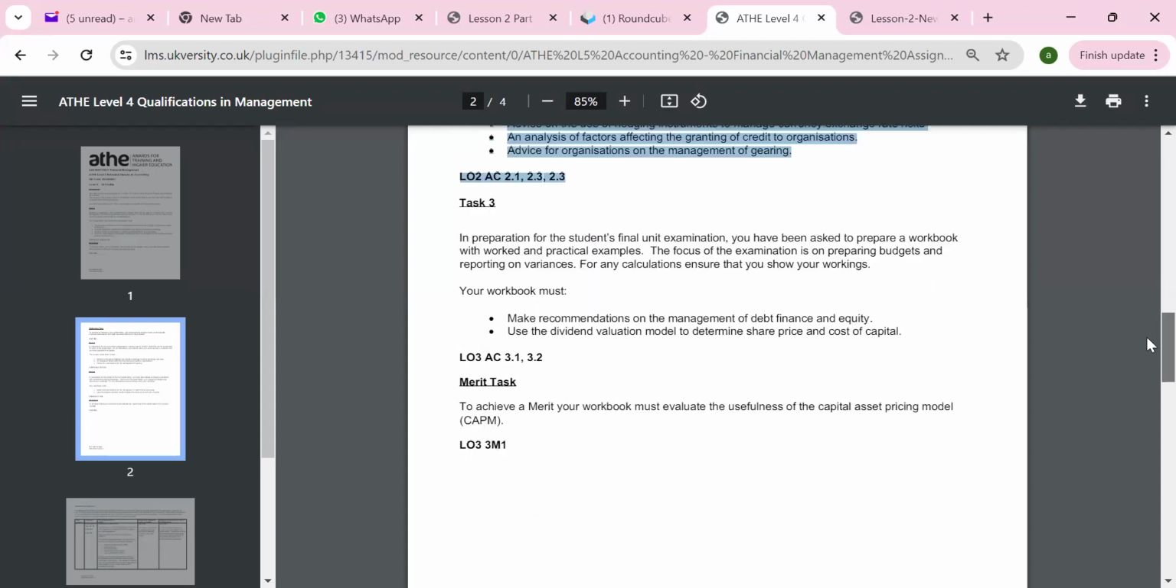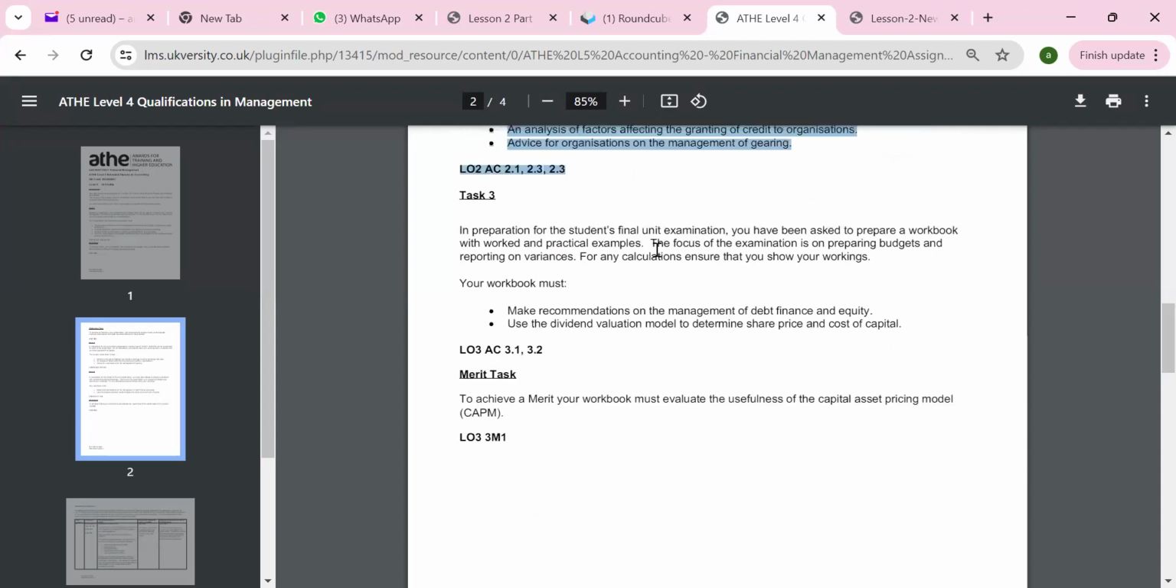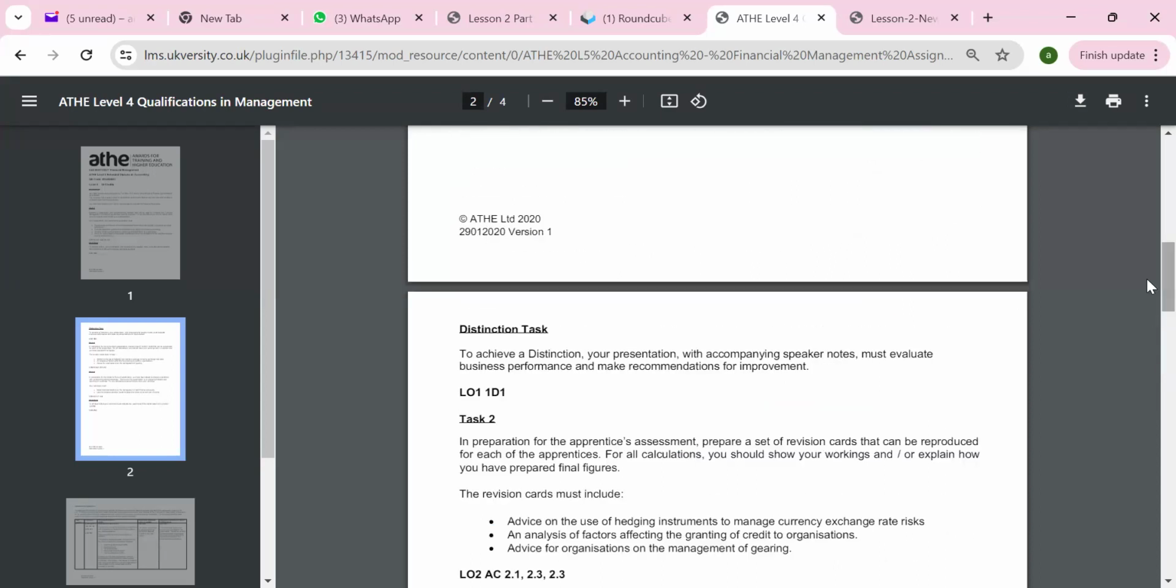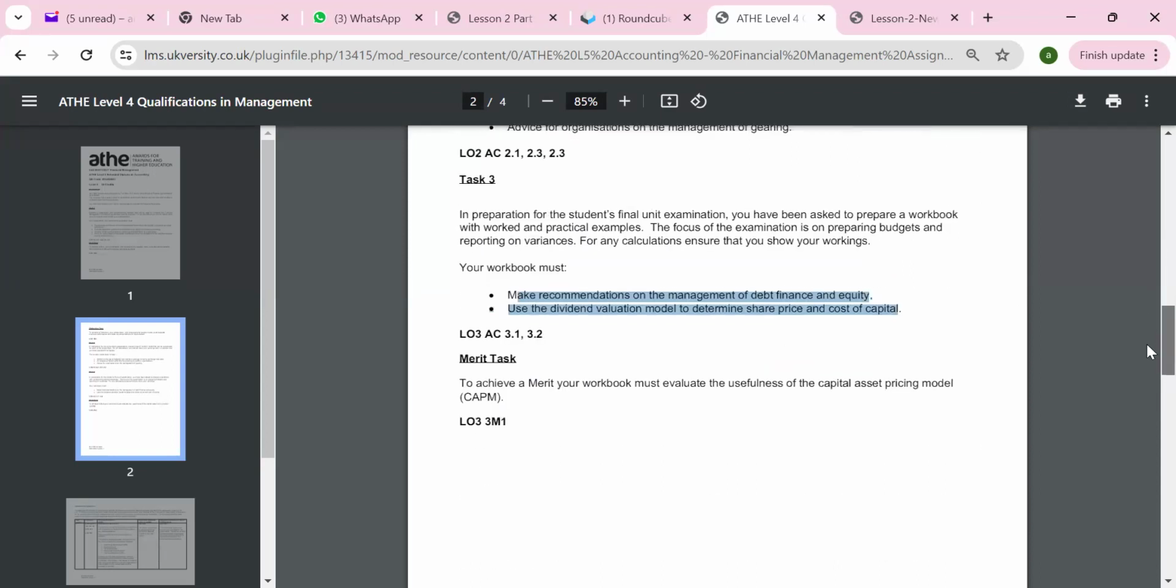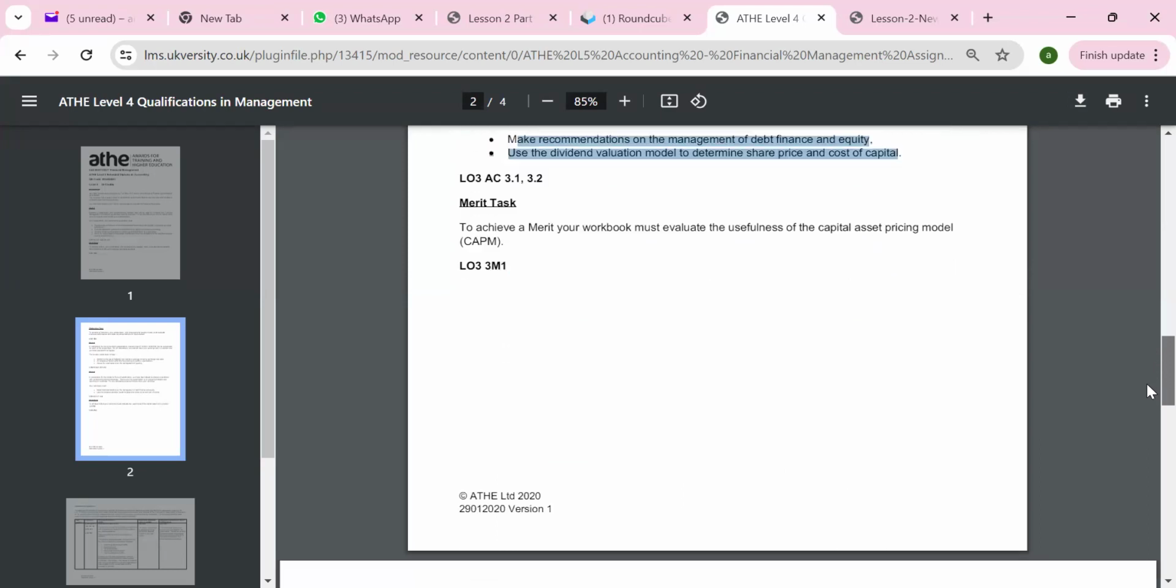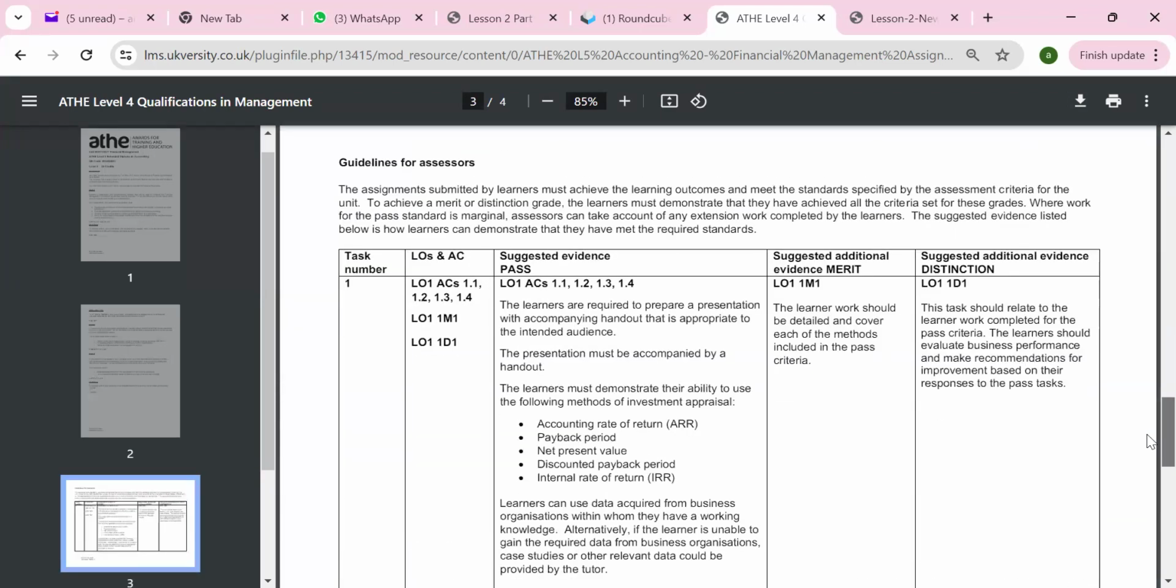Then we have lesson three, which is about recommendations on different sources of finance: debt, equity, the capital asset pricing model, the debt to equity ratio, and the weighted average cost of capital. That's LO3. Please include any examples about the investment appraisal methods which we mentioned.